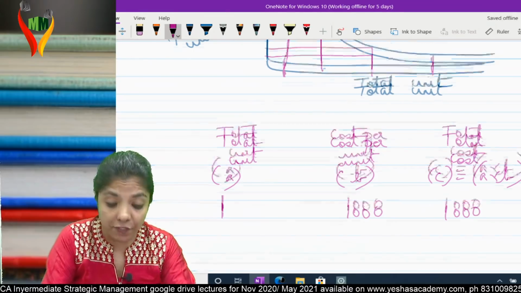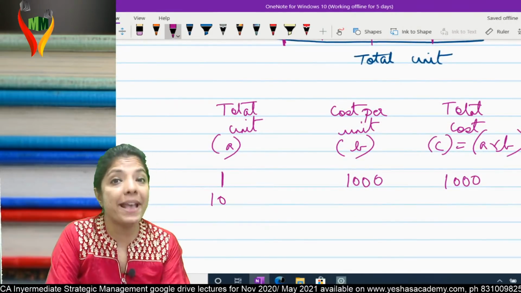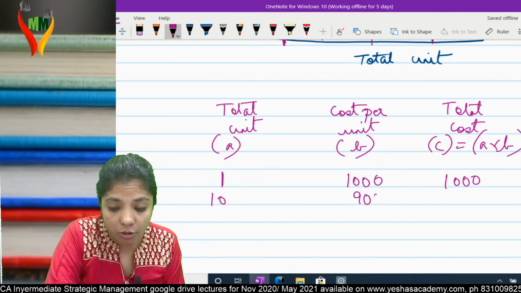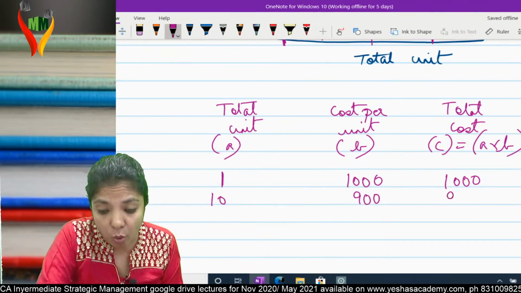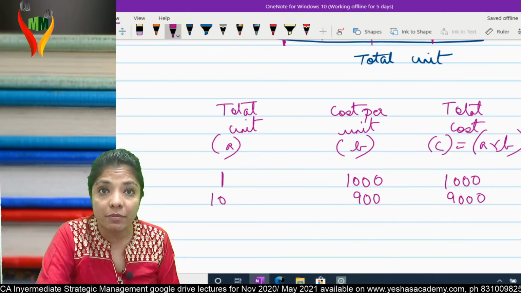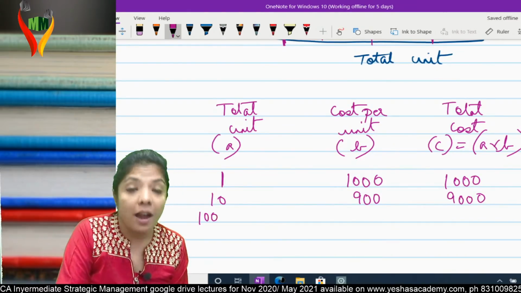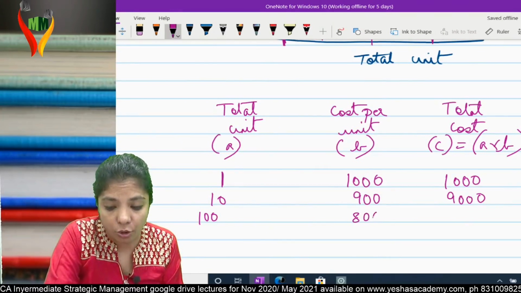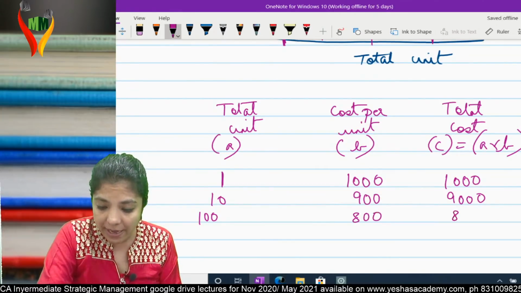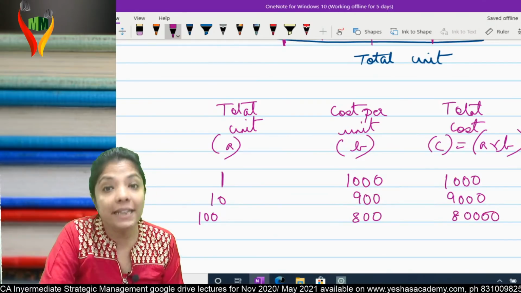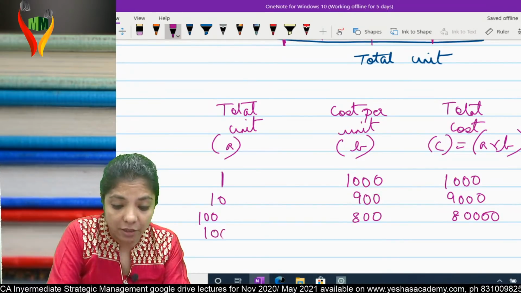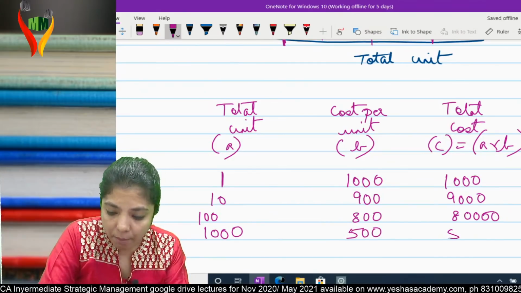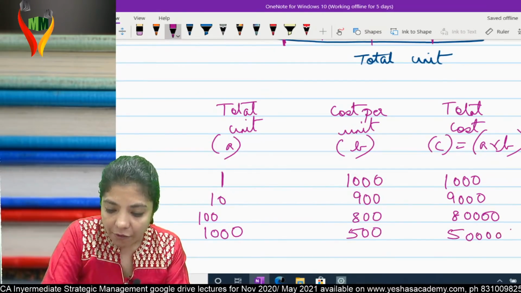Now I started manufacturing 10. A little bit my experience increased, efficiency increased, so my cost came down to 900, but my total cost became 9000. Now I'm manufacturing 100 shirts. My cost came down further to 800, but the total became 80,000. Suppose I'm manufacturing 1000 shirts. My cost per unit came down to 500, but the total became 5 lakhs.